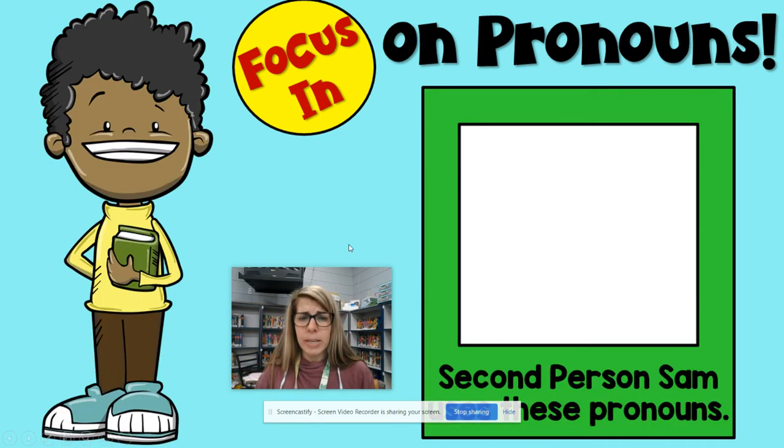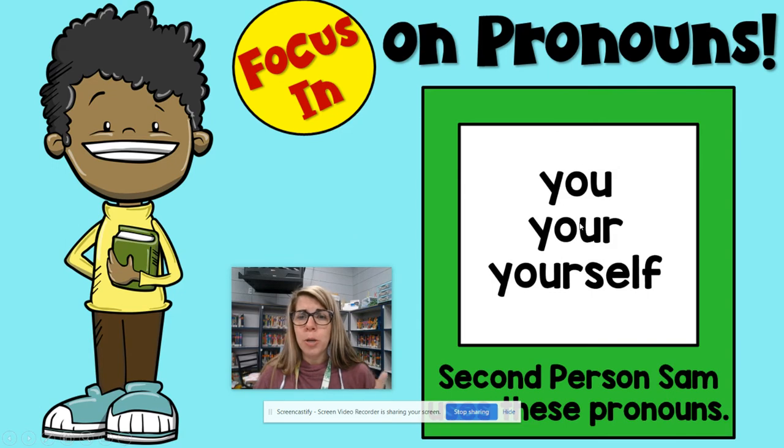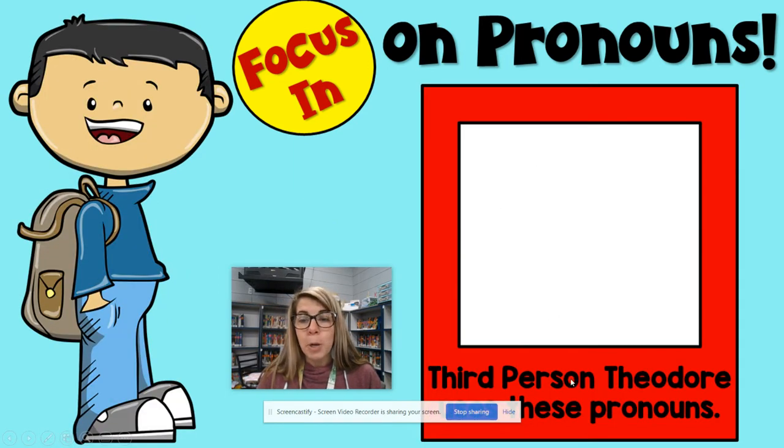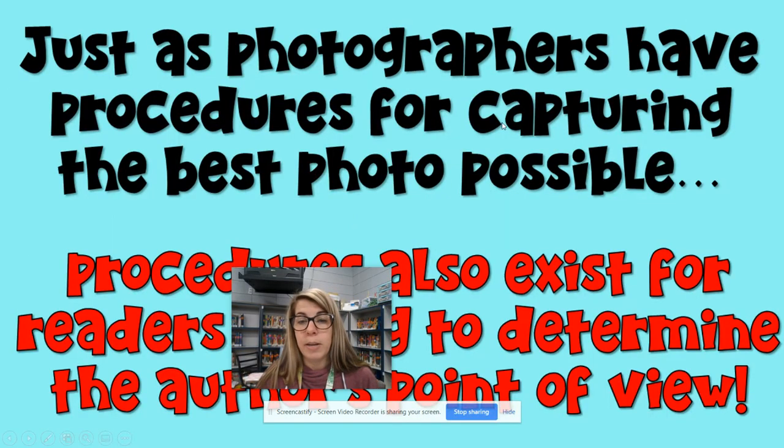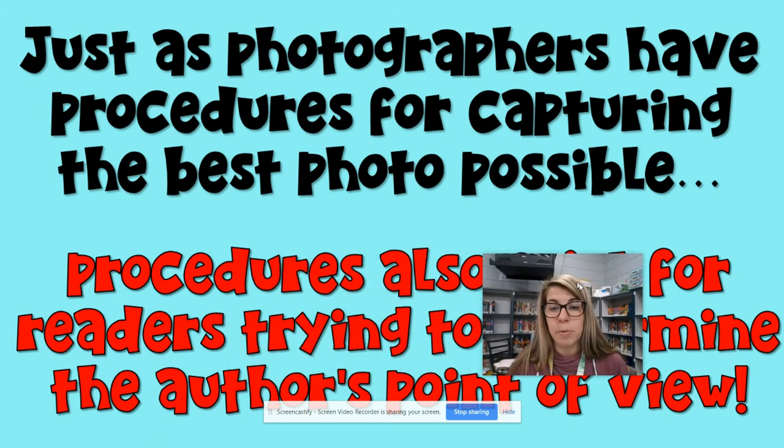Now, second person gets a little tricky. You, yourself. We would use that when we're talking about different scenarios. Third person, Theodore, uses this: he, him, his, she, her, they, their, them. So that would be more like, they went to the pond. So, not talking about anybody that's with you. We're talking about he, him, and his. All right. So, let's look at some examples.